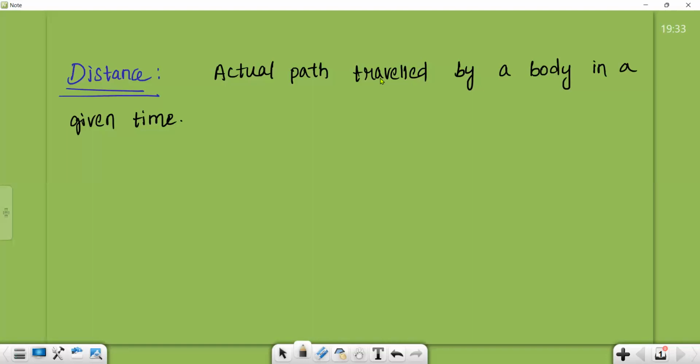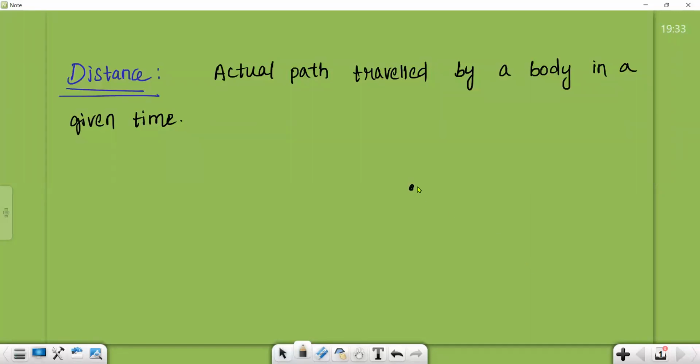So what's the definition of distance? The actual path traveled by a body in a given time. Distance is the length of the path actually traveled by a body, and it can be in any direction. Whereas displacement is the shortest distance.